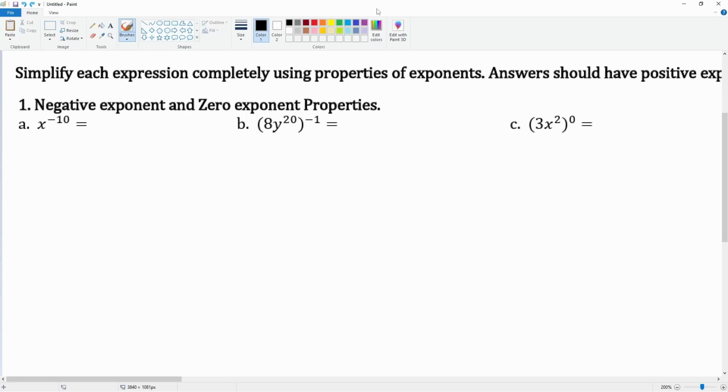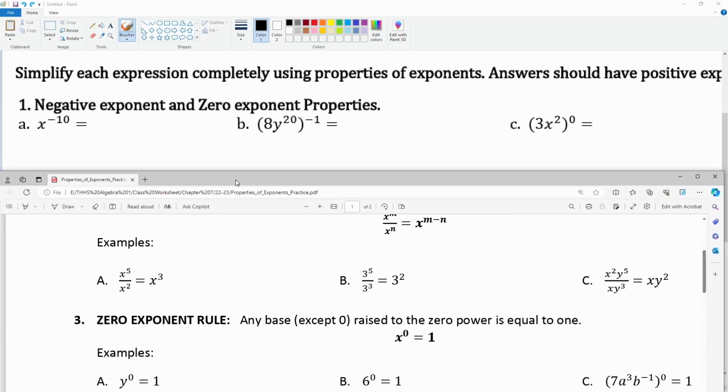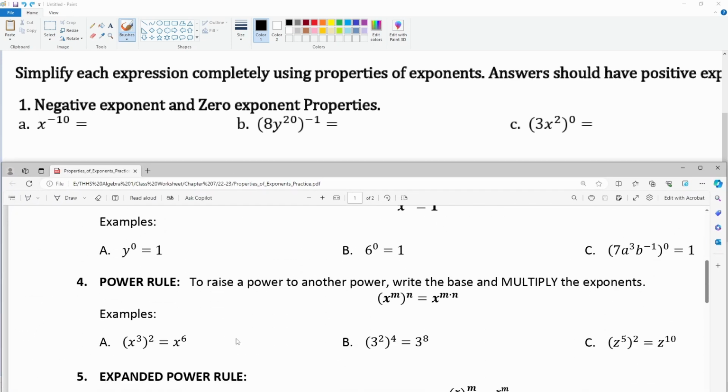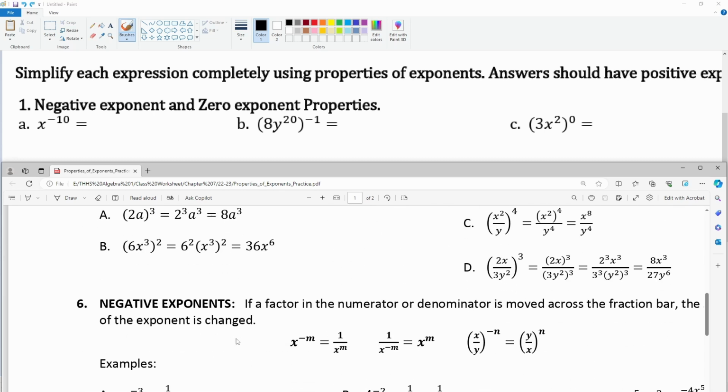Number one, we have negative exponents in the zero product property. We are going to try to simplify the expression. So let's take a look at the negative power property. The negative power property says that if a factor is either on the bottom or the top of the fraction bar, you have to move it across and the sign will change.